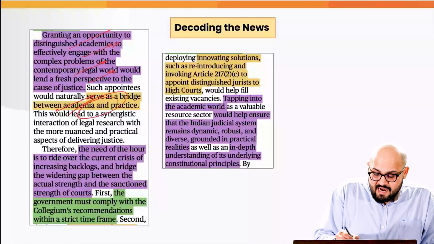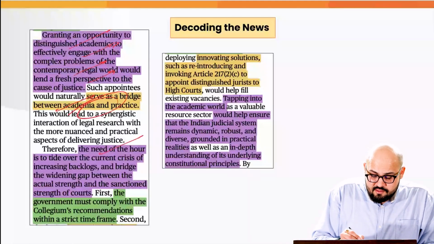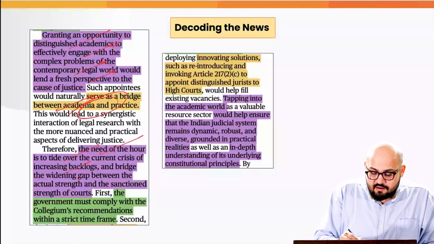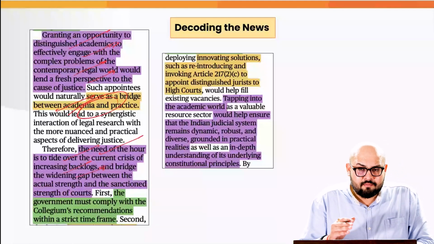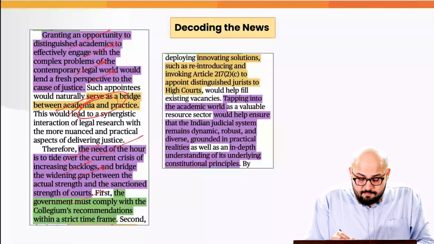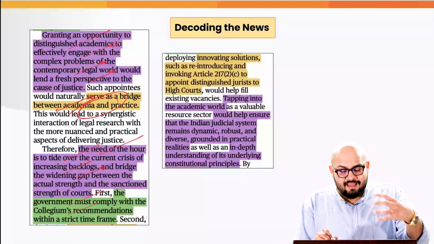Serve as a bridge between academia and practice. The need of the hour is to tide over the current crisis of increasing backlog and act as a bridge. Now, what have been the recommendations given by this particular author? First, the government must comply with the collegium's recommendations with a strict time frame.